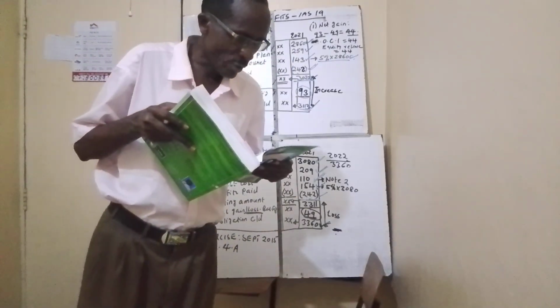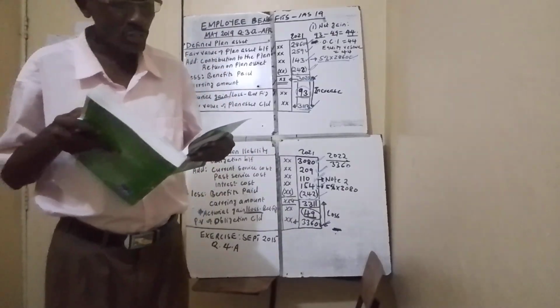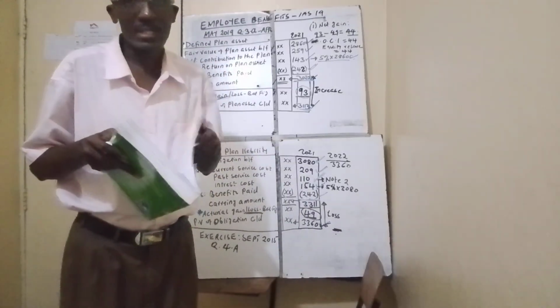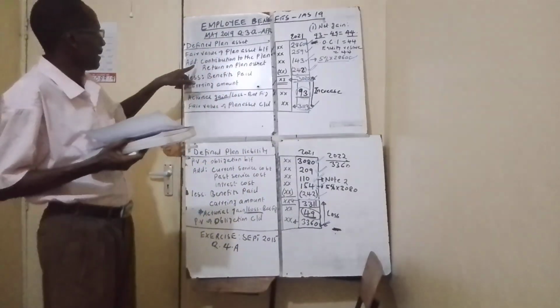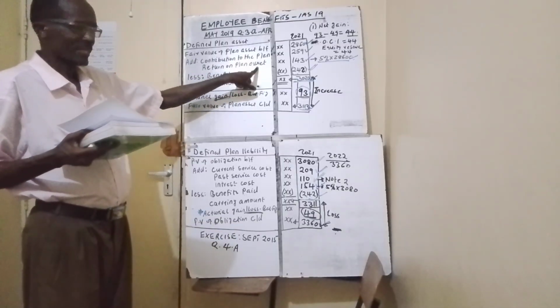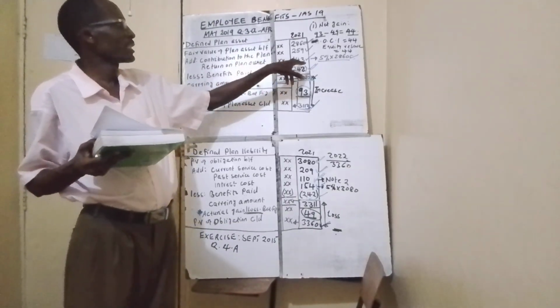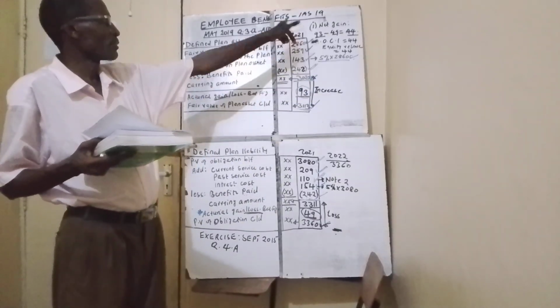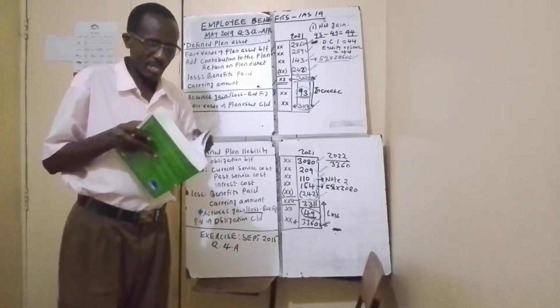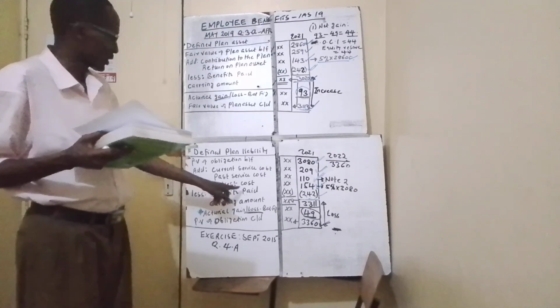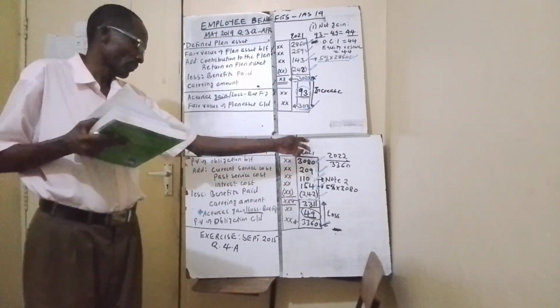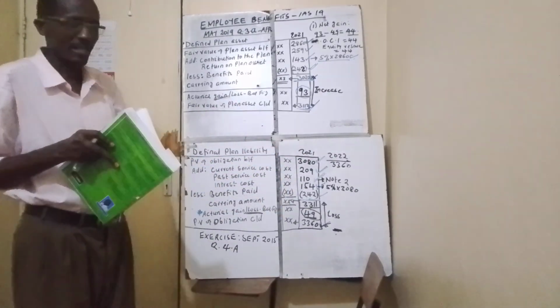Interest rate on high quality corporate bonds for the year was 8%. So that is for calculating one. Return on plan asset, you are told 8%. So return on plan asset, you take 8%, which is given there, times opening balance. Then the same will apply here. Interest cost, 8% times opening balance, the one you are given here.